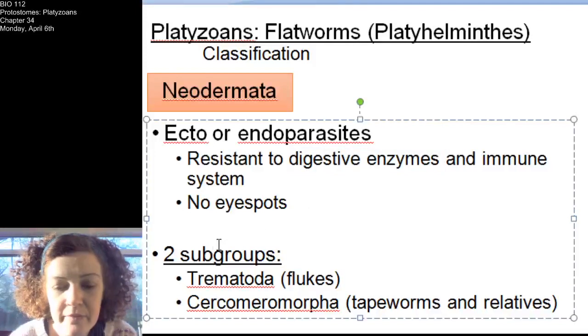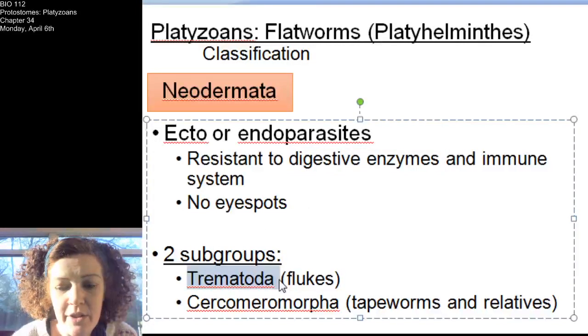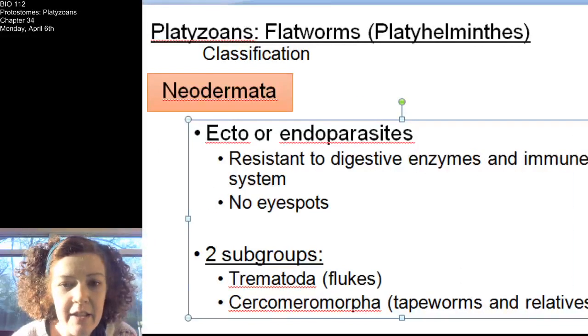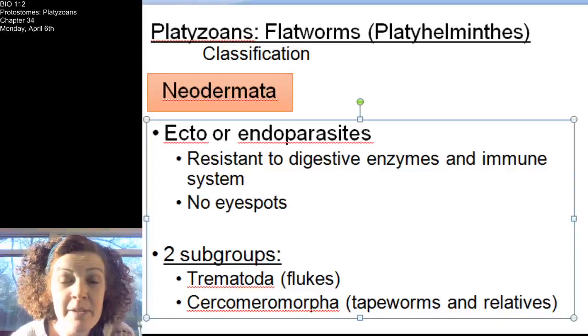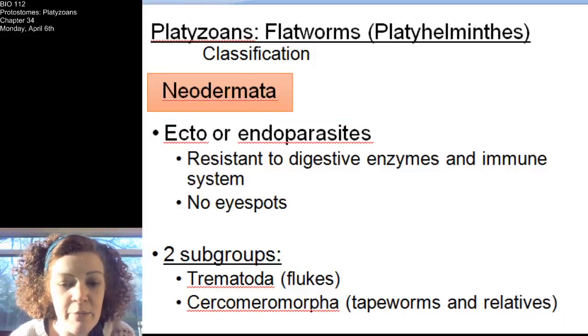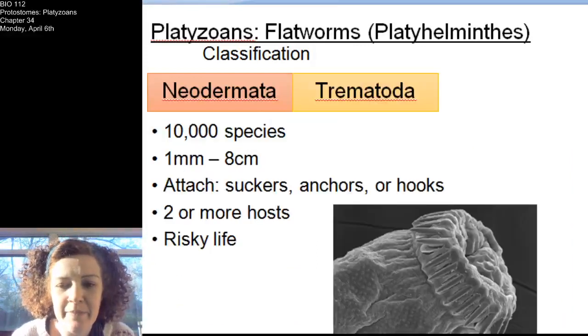All right, so within the neodermates, you have the trematodes, which are the flukes, and the Cercomeromorpha, which are the tapeworms and their friends. So remember, tapeworms are class Cestoda, but the Cercomeromorpha group is tapeworms and related organisms, so some organisms that are not in class Cestoda. All right, so let's talk about the trematodes first.